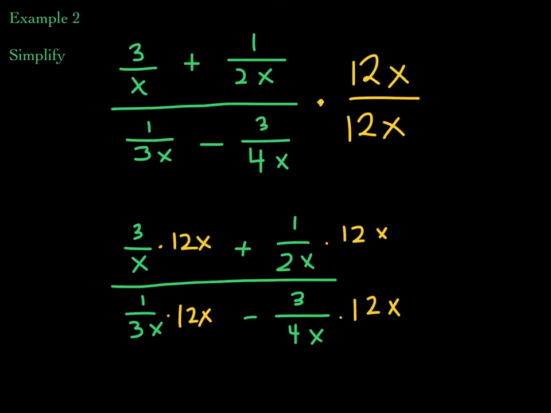All right, so here we go. We're multiplying every single term in the numerator and denominator by the LCD. Now, x here divides out with that x there. 2x divides into 12x 6 times exactly. 3x divides into 12x exactly 4 times. And 4x will divide into 12x 3 times.